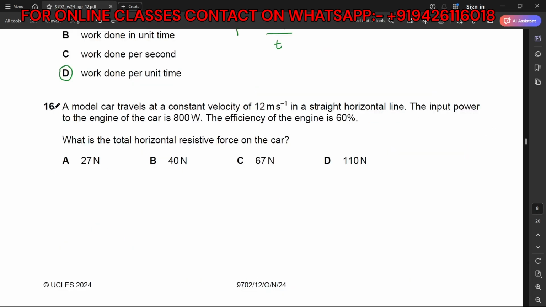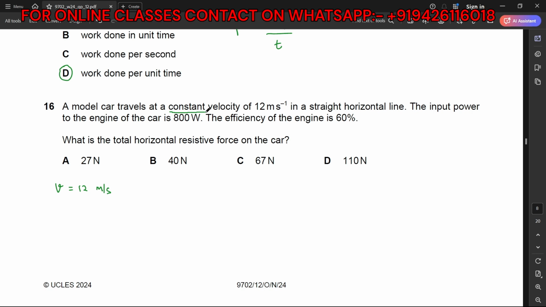Now if we talk about question number 16, it is given that a model car travels at a constant velocity of 12 meter per second. So v is given to us as 12, in a straight horizontal line. The input power to the engine is given to us as 800 watts, and the efficiency of the engine is 60%. Now what is the total horizontal resistive force on the car?